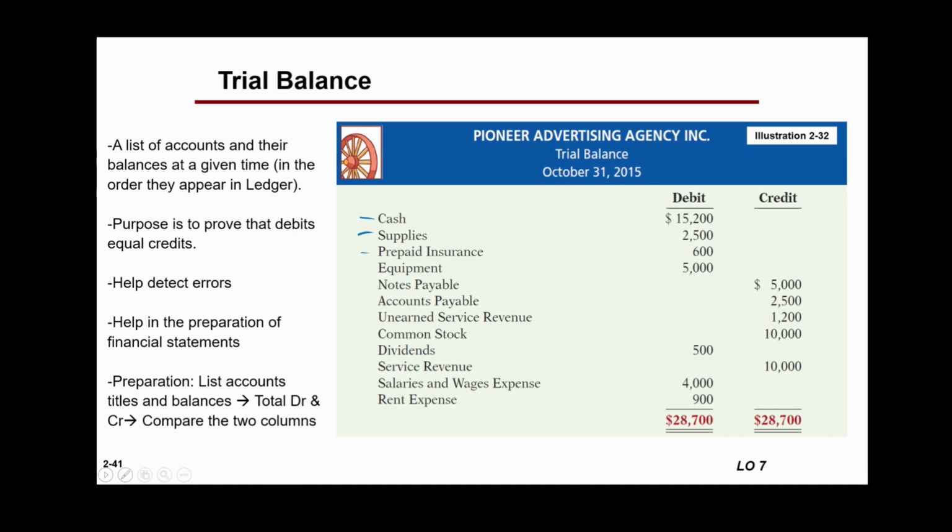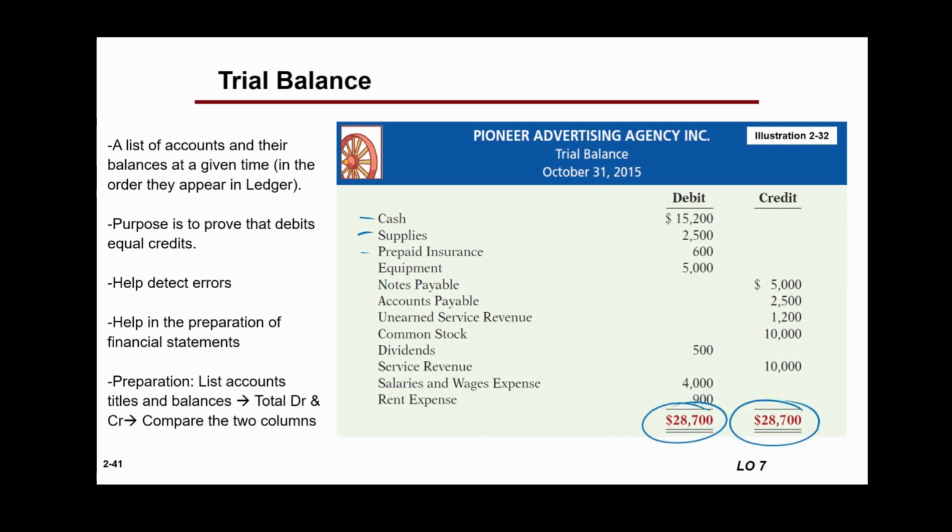Okay? If the balance is a debit balance, you put it under the debit column. If it's credit, you put it on the credit column. This is basically used also to ensure and to verify that total debits are equal to total credits. As you can see here, total debits equal total credits.